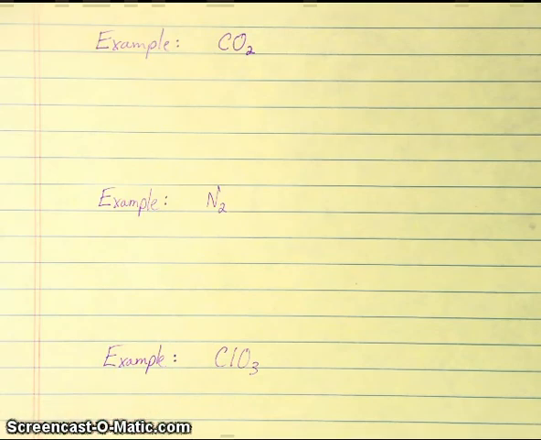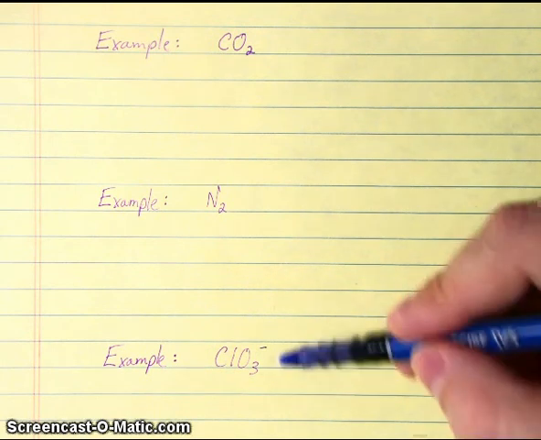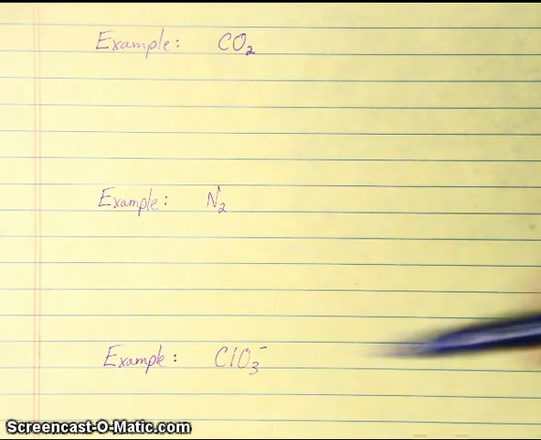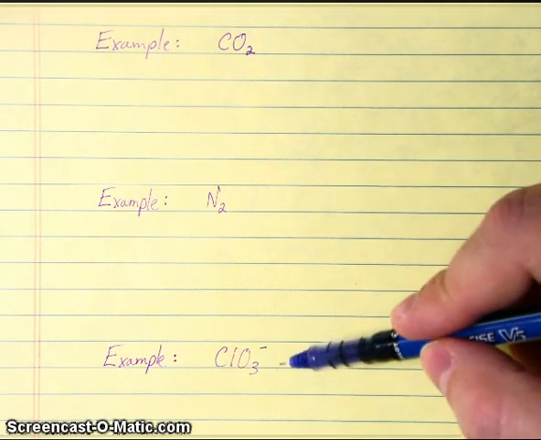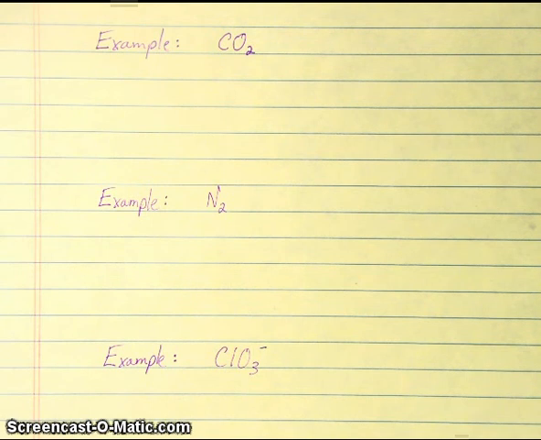So what we're going to do right now is go through 3 different examples, and notice at the bottom that I have a chlorate ion. So we have 2 molecules and a polyatomic ion, and you'll see how that's different at the end. That'll address the 3rd question we had at the beginning.